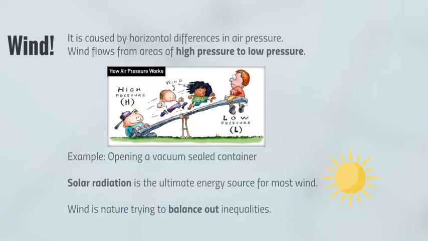Alrighty, wind. Wind is caused by horizontal differences in air pressure. It flows from areas of high pressure to areas with low pressure. For example, if you open a sealed container, you can tell that the pressure is trying to escape and balance out, so it rushes towards outside. Solar radiation provides all of the energy for this wind. And wind is just nature trying to balance everything out.